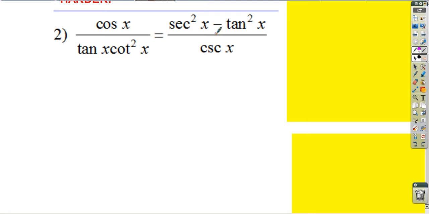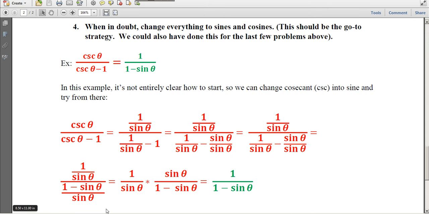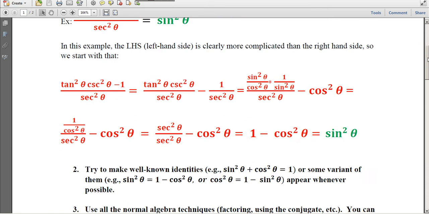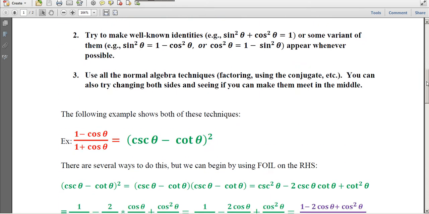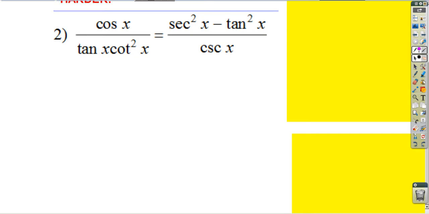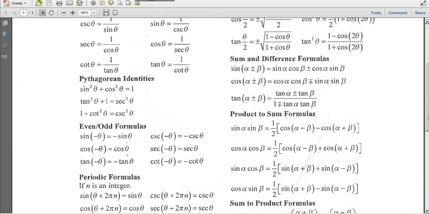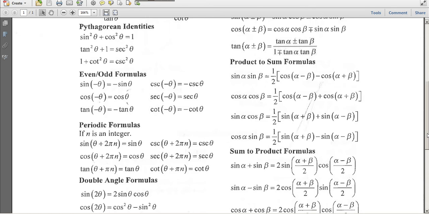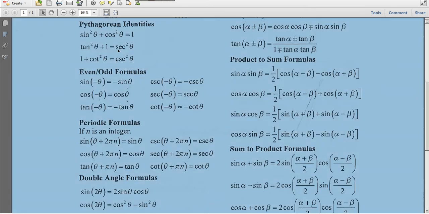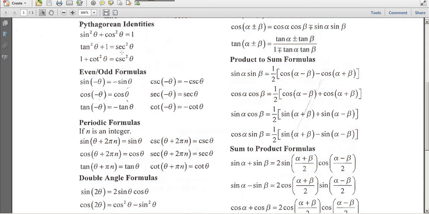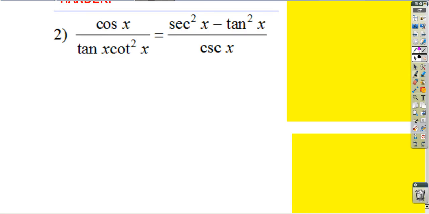Okay, so let's look at our strategies. Start with the more complicated side. We said it was the right side. Okay, second go-to strategy, try to make well-known identities appear. So let's look at the right side. There is an identity that involves sec squared and tan squared, so I might want to take advantage of that. And just to remind you what that is, on our sheet, the Pythagorean identity, it's on the top left right there. Tan squared plus 1 equals sec squared. It's this one right here. So tan squared plus 1 equals sec squared.